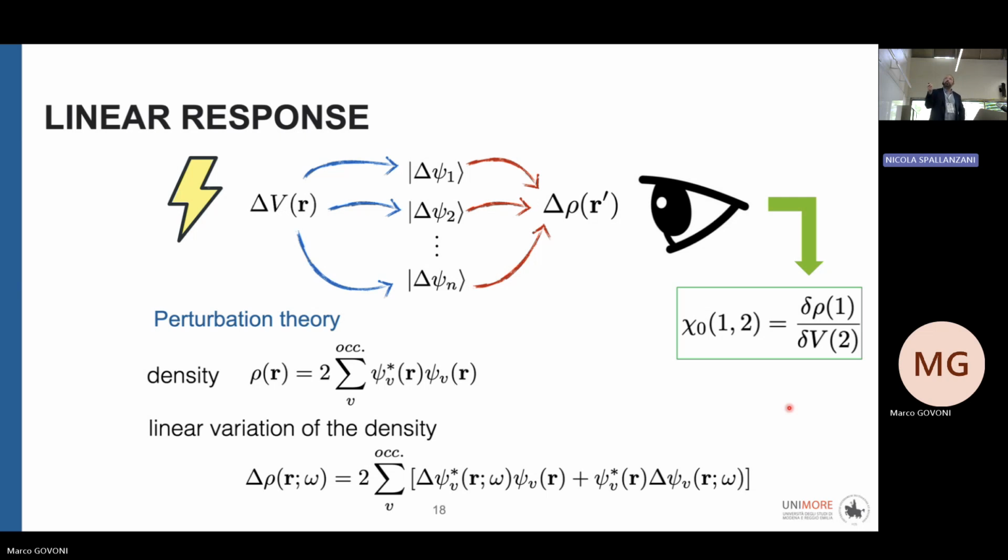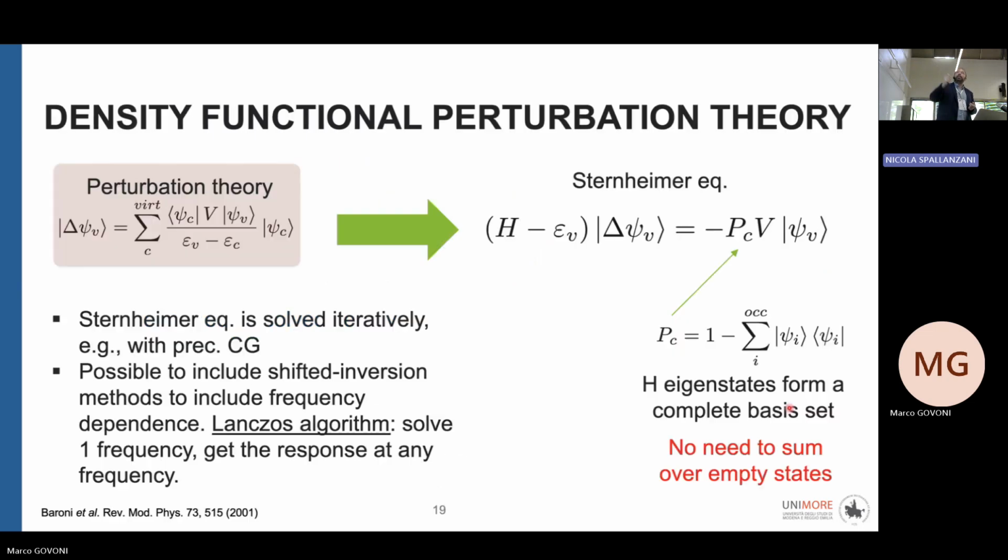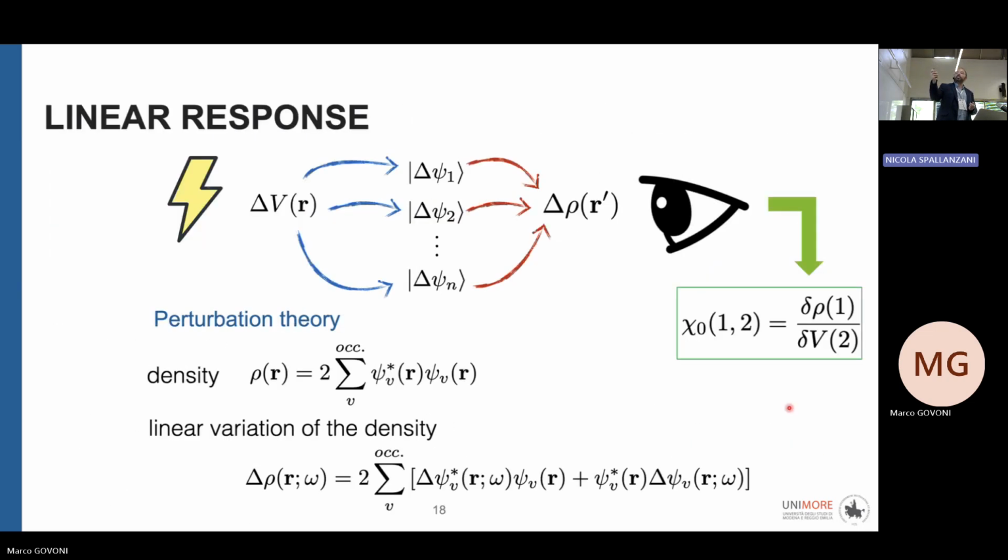So if you follow this approach, you do not need empty states, because to get the linear variation of the density, you just have to sum over occupied states, and then you have unperturbed states and the perturbation of an occupied state.